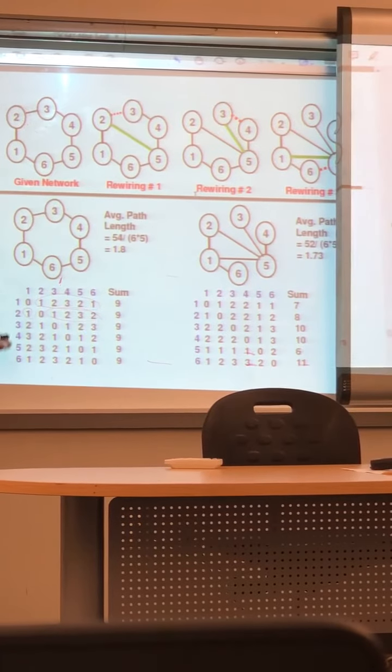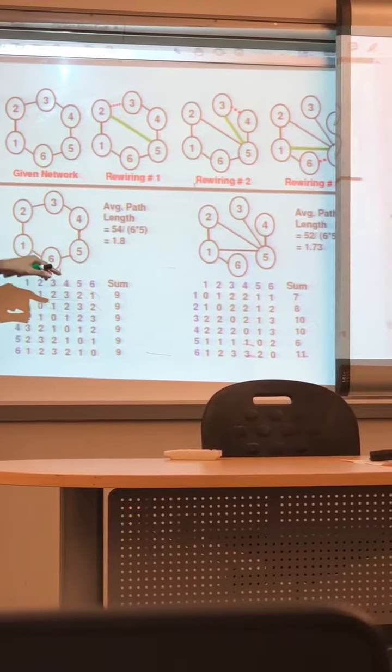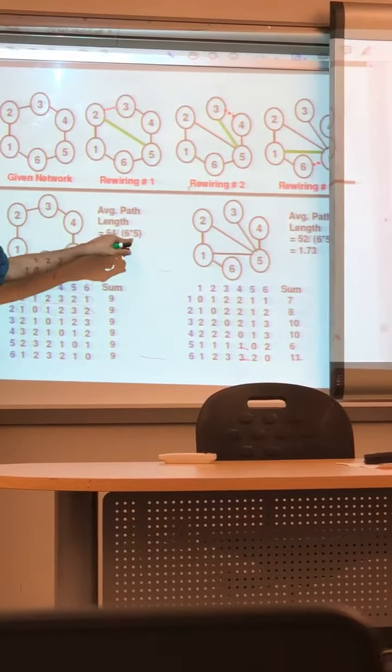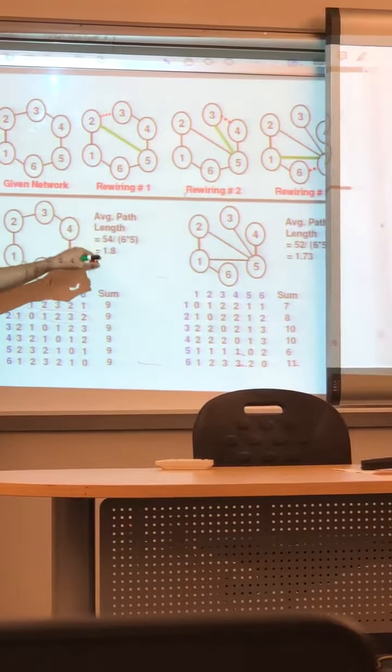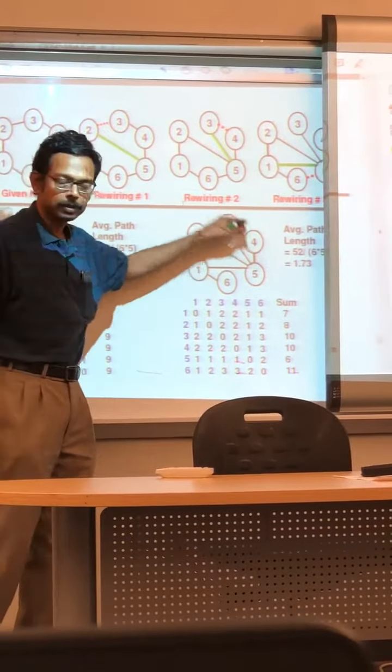So you have 6 vertices, and each row you counted 5 non-zero values. So the sum divided by 6 times 5 will give you the average path length. Is that clear? So repeat the same process on this network.